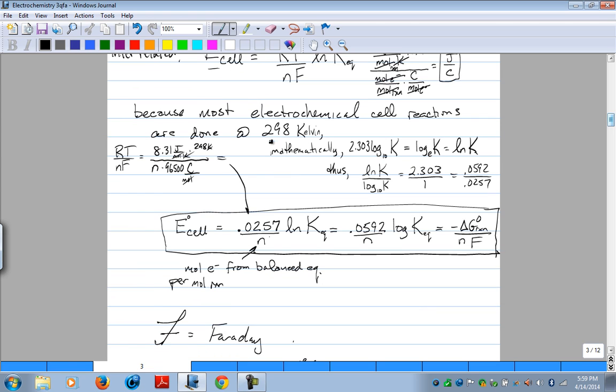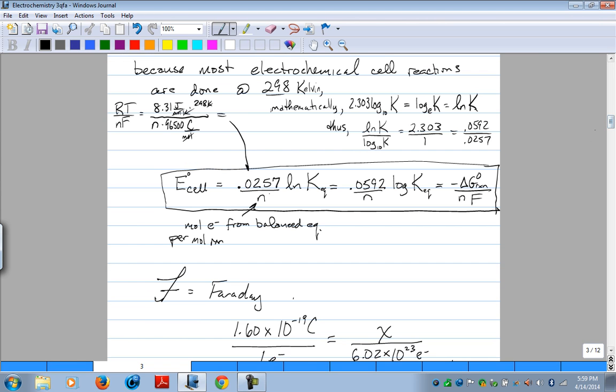Most of these questions are for conditions at 298 Kelvin, so with the temperature locked in at 298, RT over F just becomes the number 0.0257 with the appropriate units. And if you want to use log base 10 instead of natural log, mathematically the 0.0257 just becomes 0.0592, and that's just the relationship between log base 10 and natural log, or log base e. And again, the Faraday is a constant.